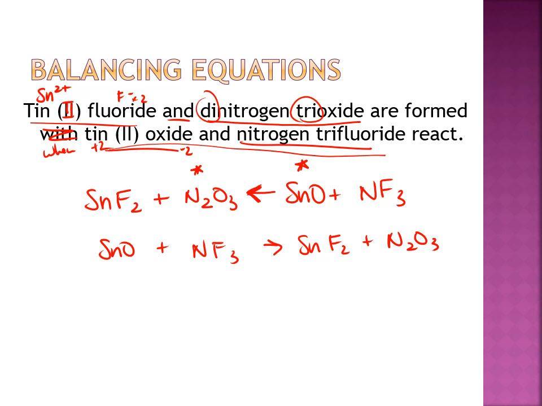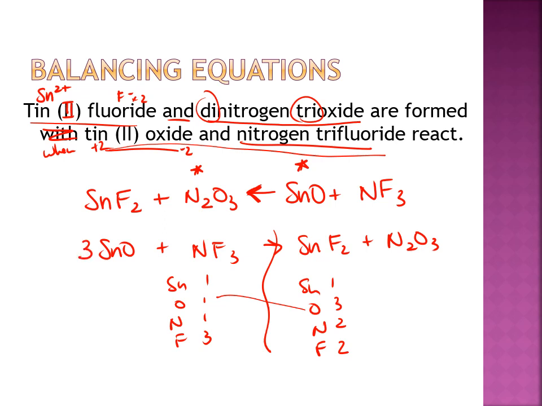So I see Sn, O, N, F on both sides. We have 1, 1, 1, 3, 1, 3, 2, 2. So where to start? Pick an element, any element. I'm going to start with my oxygens. So I've got 3 and 1. I'm going to put a 3 here. So now I have 3 and 3. I'm going to fix my nitrogens. I have 2, I have 1. So I'm going to put a 2 here in front of NF3. Now I have 2 and I have 6.